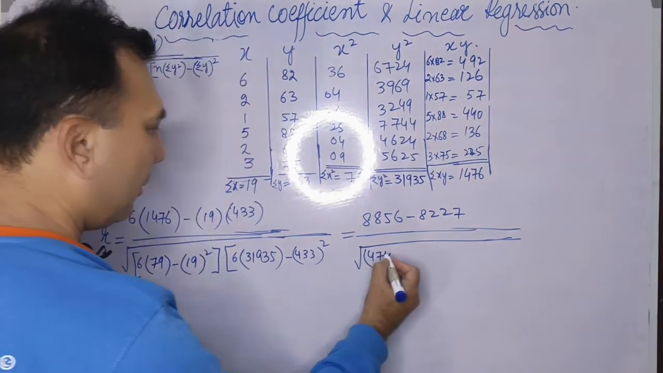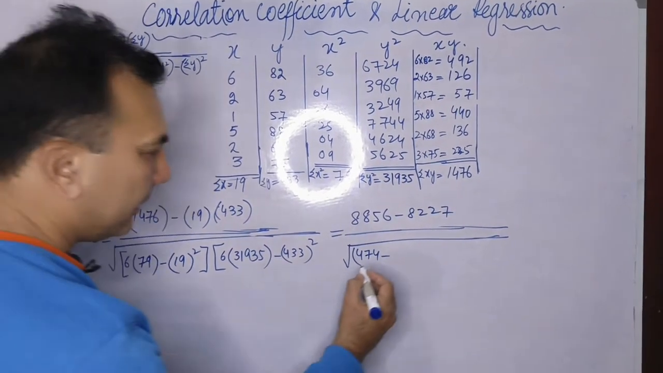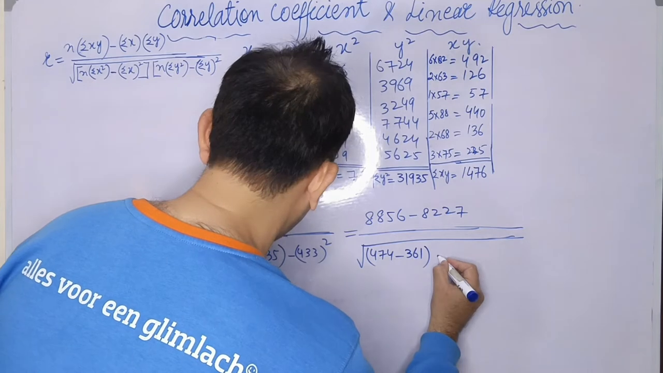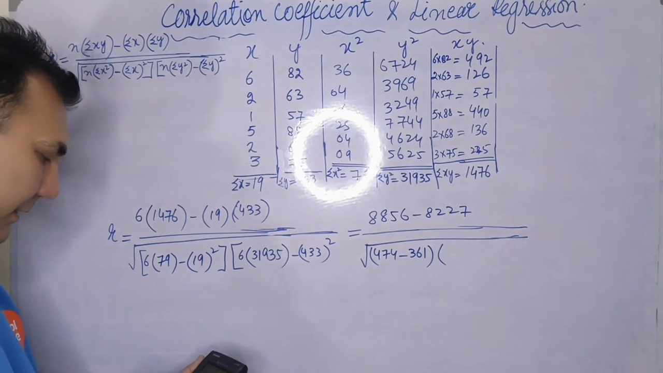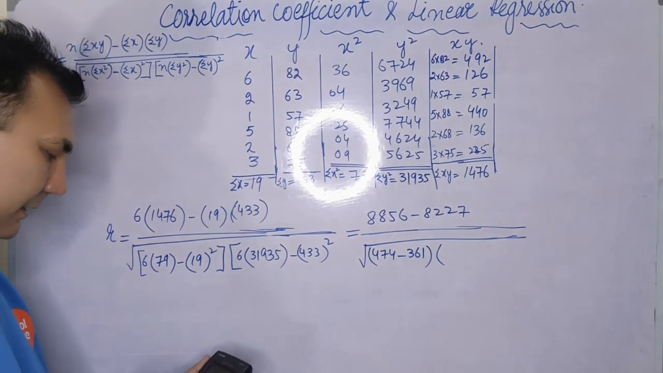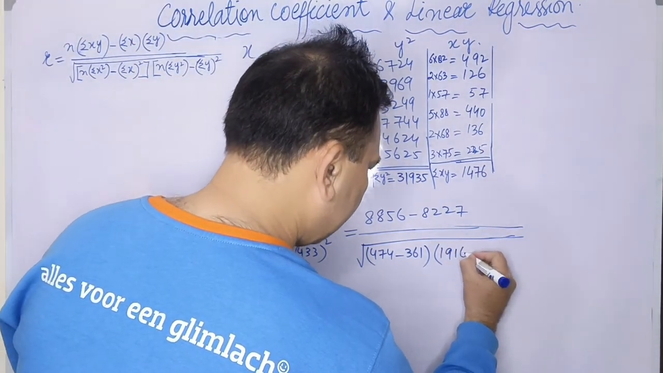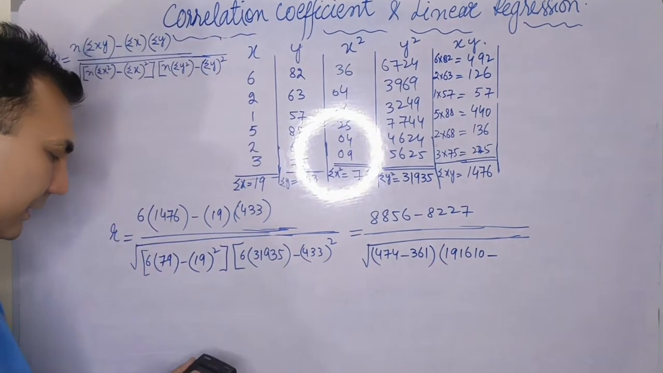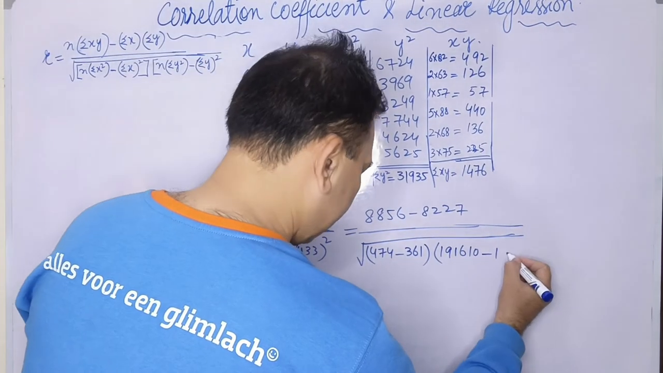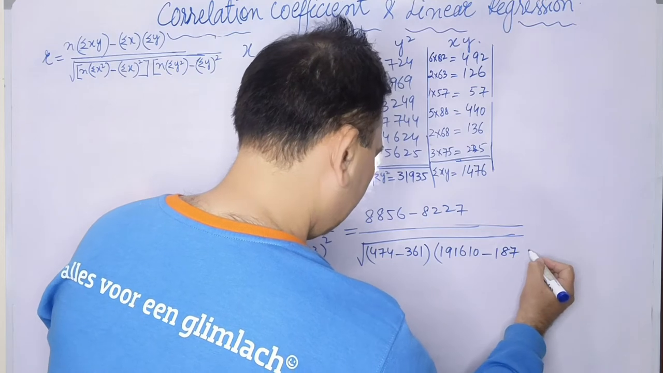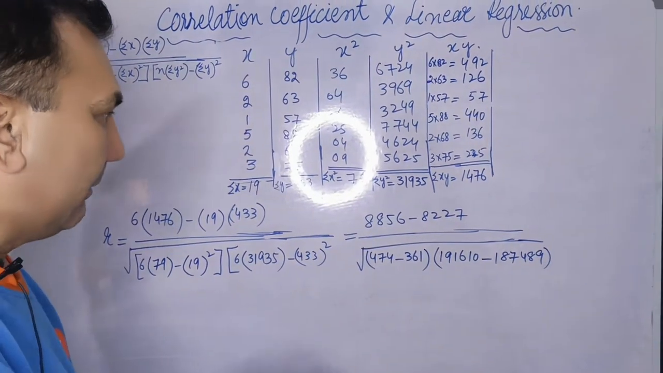so 474. Now minus, what is the value? 19, we square the 19, 361. Then multiply again, 31,935 multiplied with 6 comes up with 1,91,610. Minus, we will do the whole square of 433, which is 1,87,489.